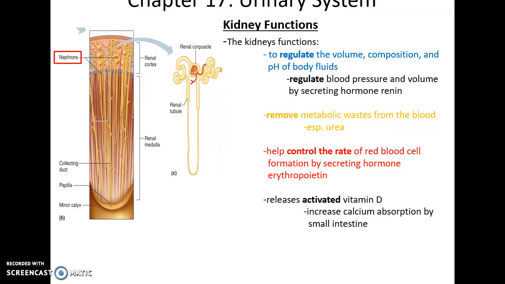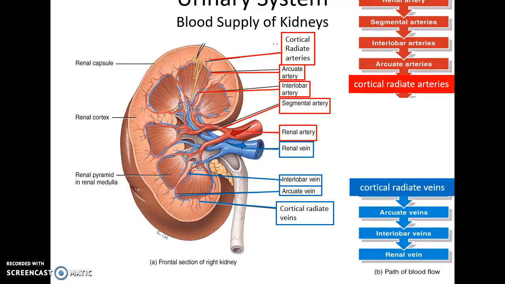And finally, the kidneys also can release the active form of vitamin D, which then goes to the small intestine to increase calcium absorption. Blood flow obviously is important for the kidneys. So blood arrives via the renal arteries, then split into the segmental arteries, which become the interlobar arteries between the pyramids, and then the arcuate arteries on top of the pyramids, and then finally the cortical radiate arteries radiating into the cortex.